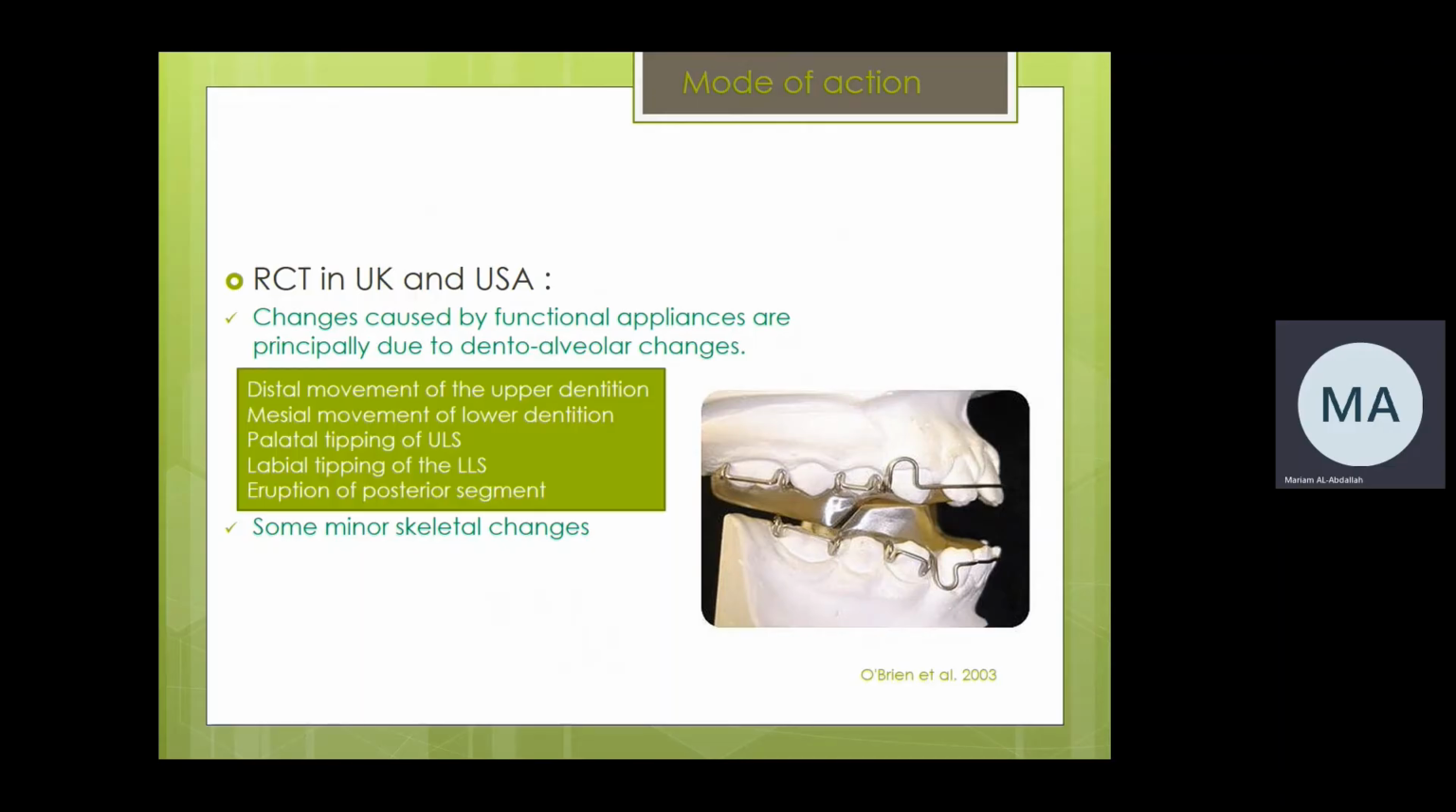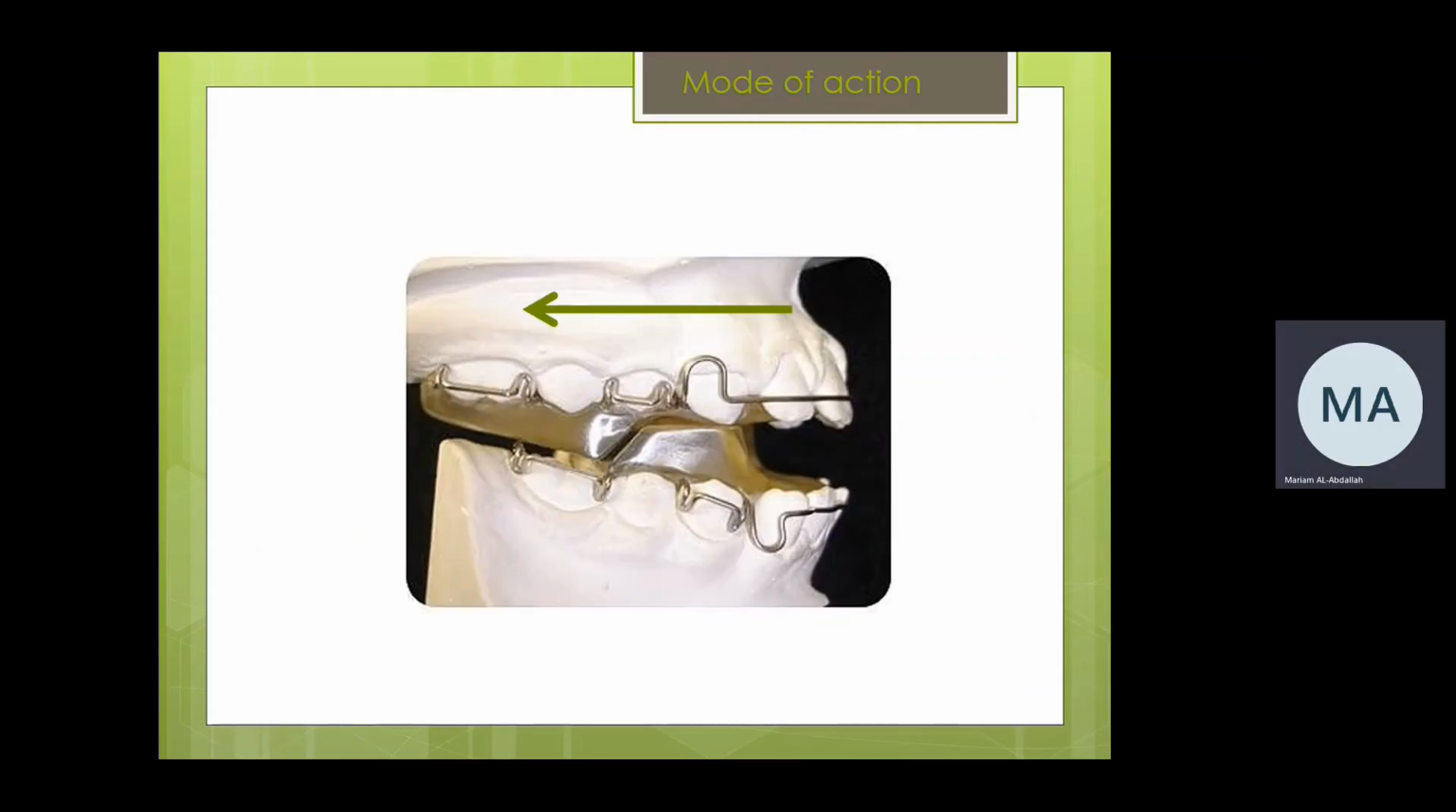And they found that dentally, we will have distal movement of the upper buccal segment and mesial movement of the lower teeth. We will have palatal tipping of the upper incisors, which means the incisors are retroclined, and we will have more labial tipping of the lower incisors, which means proclination, in addition to eruption of the posterior teeth in the lower arch.